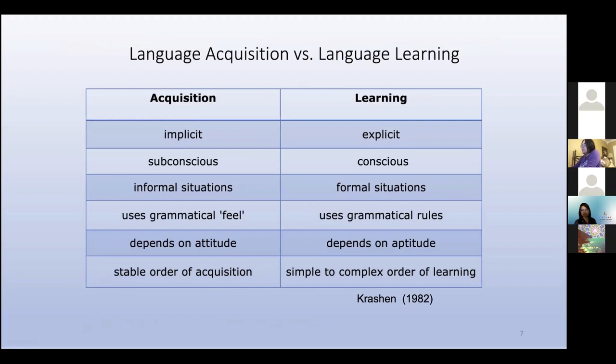So there's a difference between language acquisition and language learning. Acquisition on the one side and learning on the other. Acquisition just happens automatically. It's implicit, subconscious. You don't have to think about it. It just happens informally, day to day. And it depends on attitude, because some people are more outgoing and they're going to interact more. There's a stable order. But learning has to be explicit. When you learn a second language, you have to teach it. You have to think about it. It has to be conscious. It's more formal, so the classroom is formal. We have to be intentional about teaching that language. We have to teach the grammatical rules, because it's not like a first language that you just pick up without knowing who taught you. And aptitude matters. For a second language, aptitude does matter. And there's a simple to complex order. It will depend on a lot of factors that we're going to talk about.